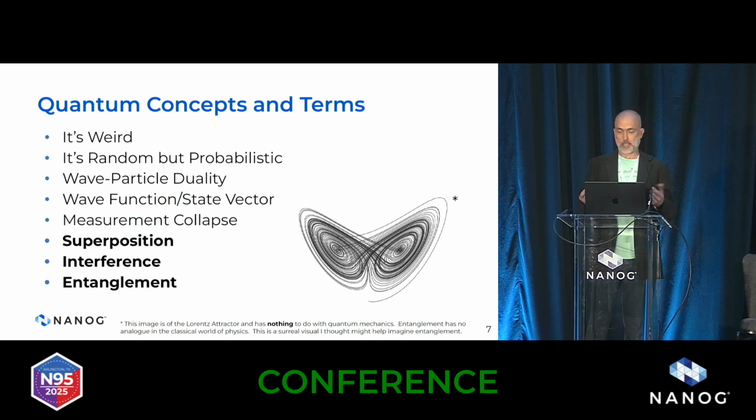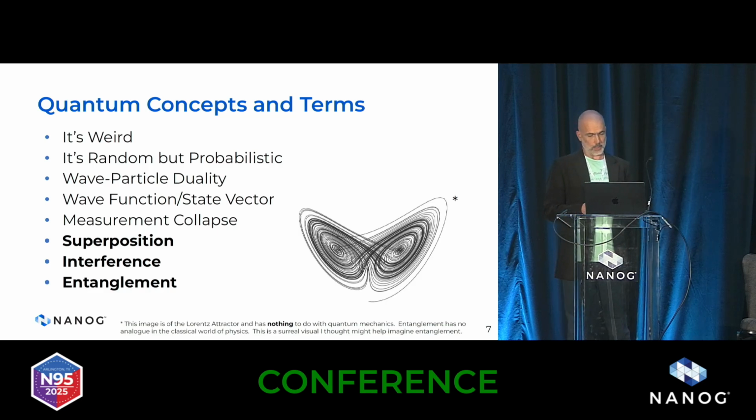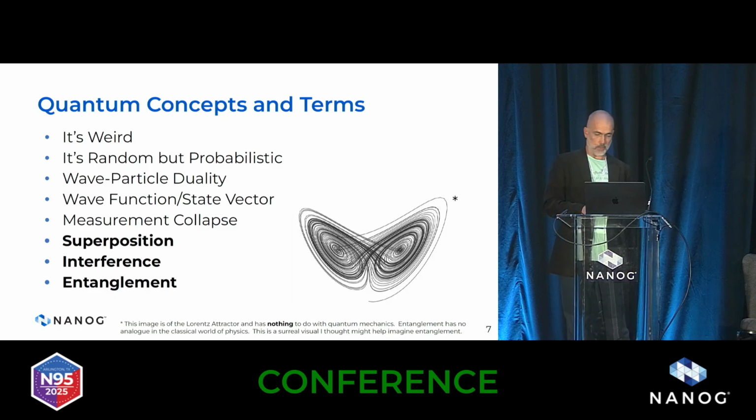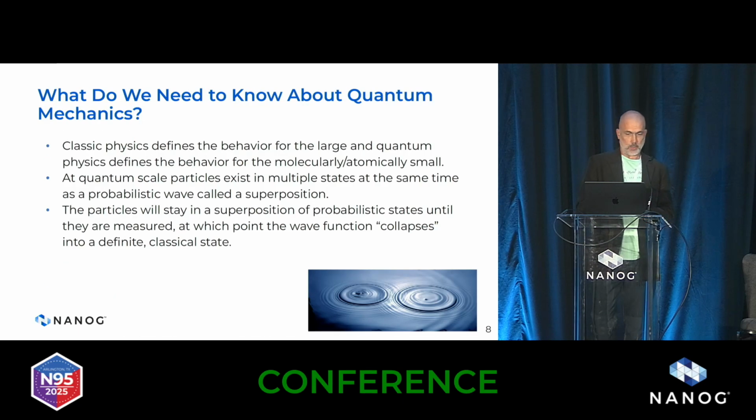Now, I don't know if anyone can read the real small footnote, but what it says is that this image is of the Lorenz attractor, and it has nothing to do with quantum mechanics. Entanglement has no analog in the classical world of physics, so I thought it was just a surreal visual to try to help imagine what entanglement might be. You'll see that image of the attractor on any slide where we discuss entanglement between particles.